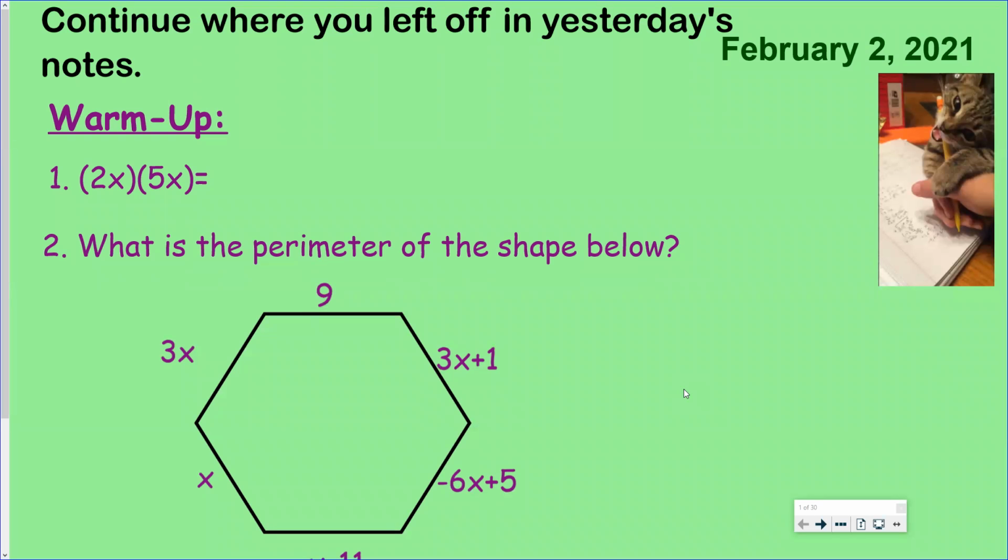All right, so continue where you left off in yesterday's notes. For the warm-up, 5x times 2x, what do you think that is? Well, 5 times 2 is 10, and then x times x. Add up the x's. How many do you got? 2. We learned that from our laws of exponents, remember.